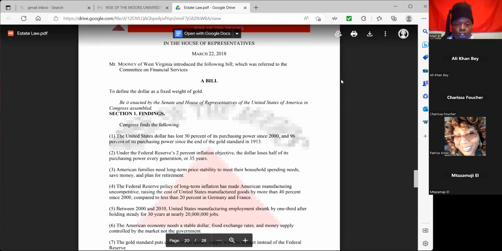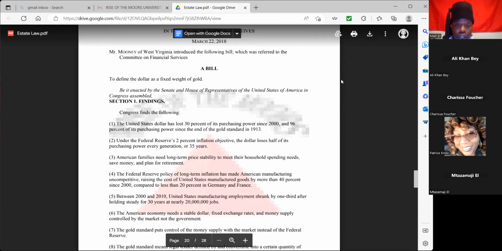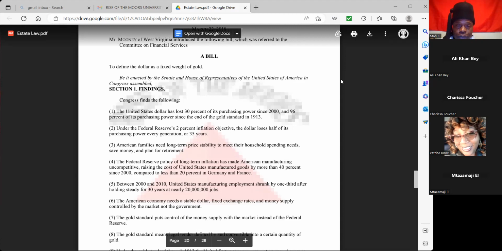All right, so these are the transcripts. Mr. Mooney of West Virginia introduced the following bill, which was referred to the Committee on Financial Services. The bill states to define a dollar as a fixed weight of gold. This is 2018. This wasn't hundreds of years ago. Be it enacted by the Senate and the House of Representatives of the United States of America in Congress assembled. Section 1, findings. Congress finds the following.